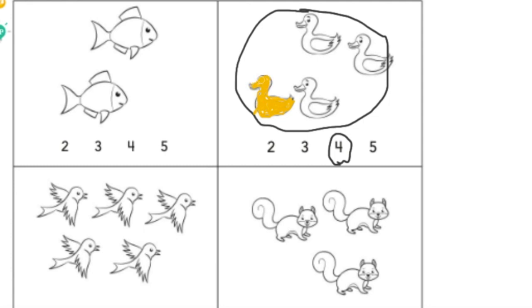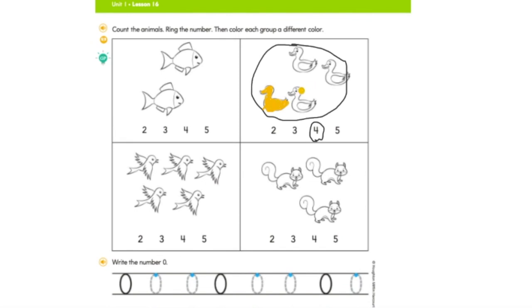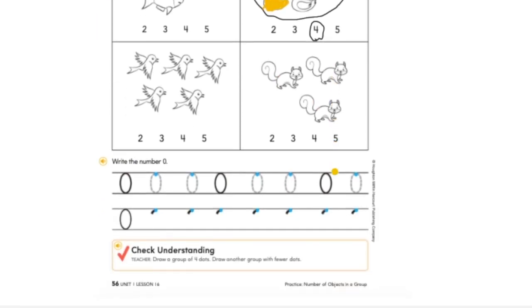Can I use yellow on any other animals? No, I can't because it says to use a different color for each group. So I would color all of these duckies the color yellow. Let's take a look at these squirrels. I love these squirrels. My dog especially loves to look at squirrels. Let's touch and count them together. Use your finger. Count along with me. 1, 2, 3. There are 3 squirrels.